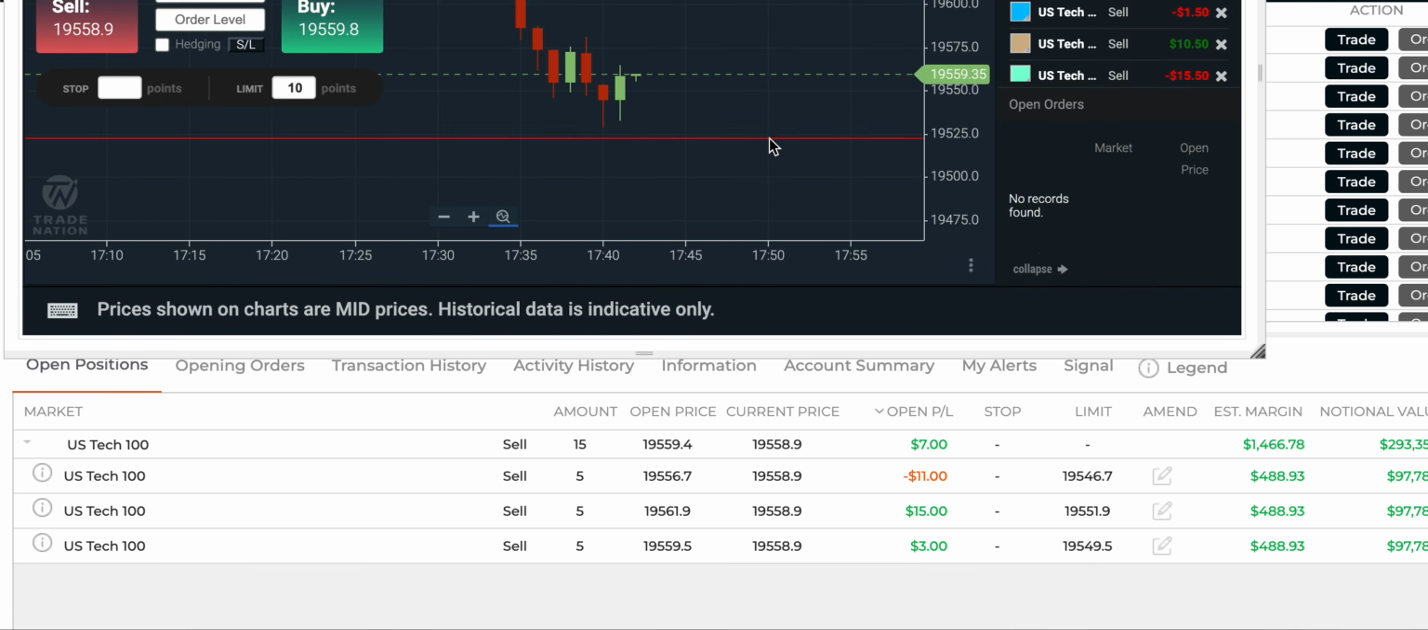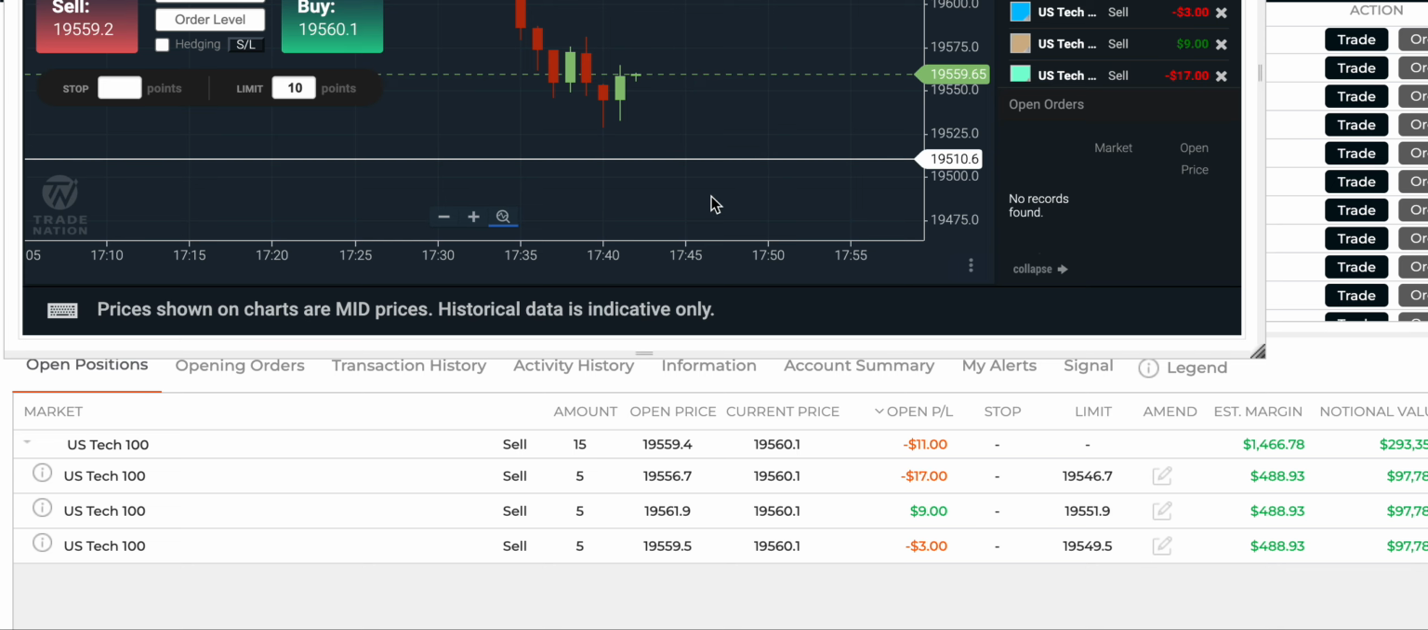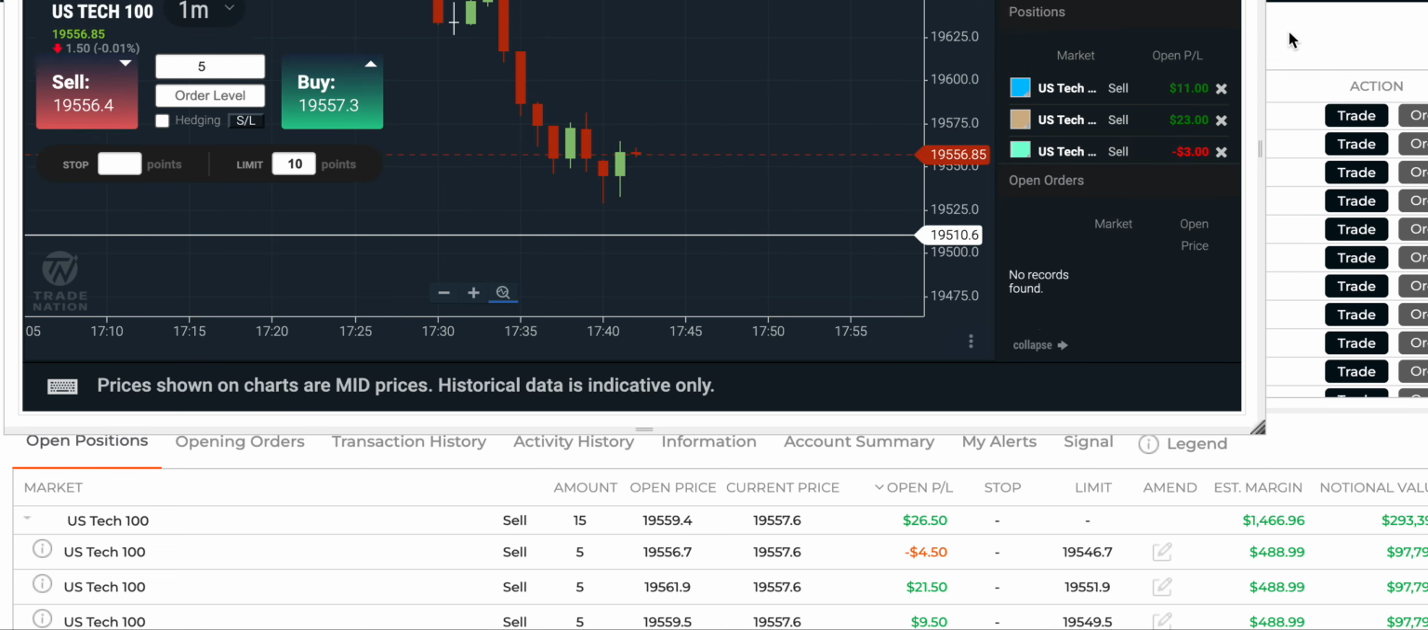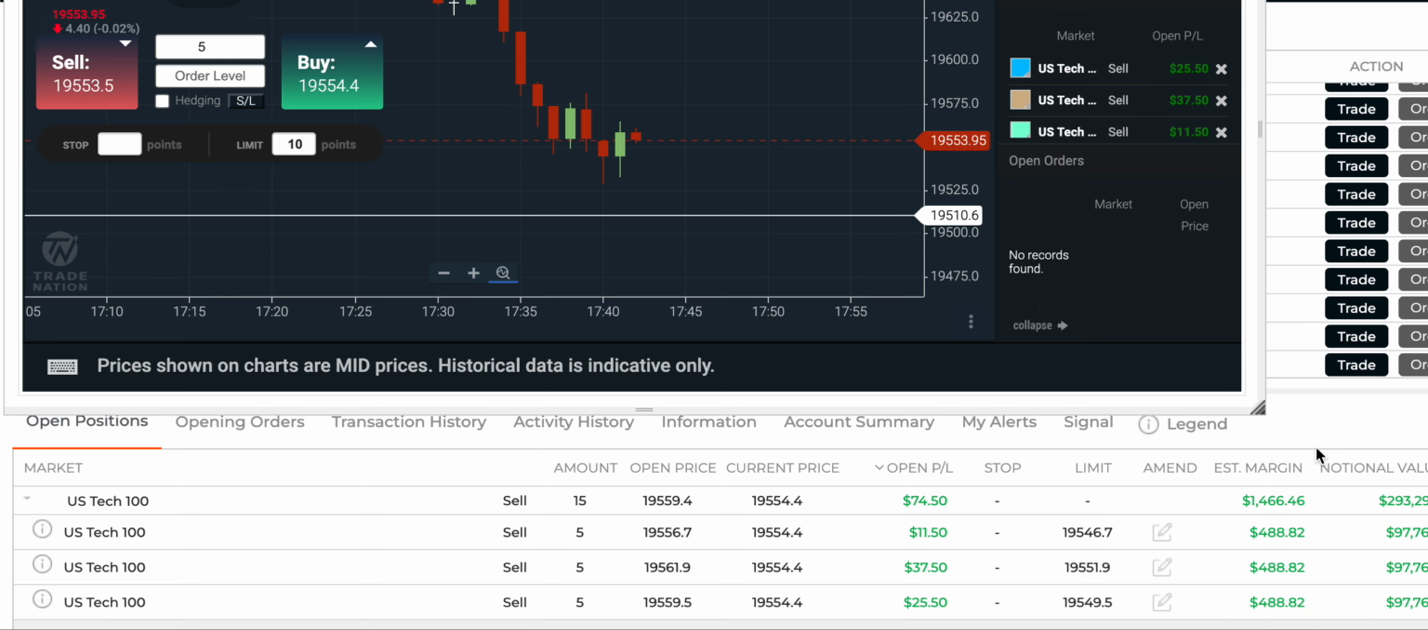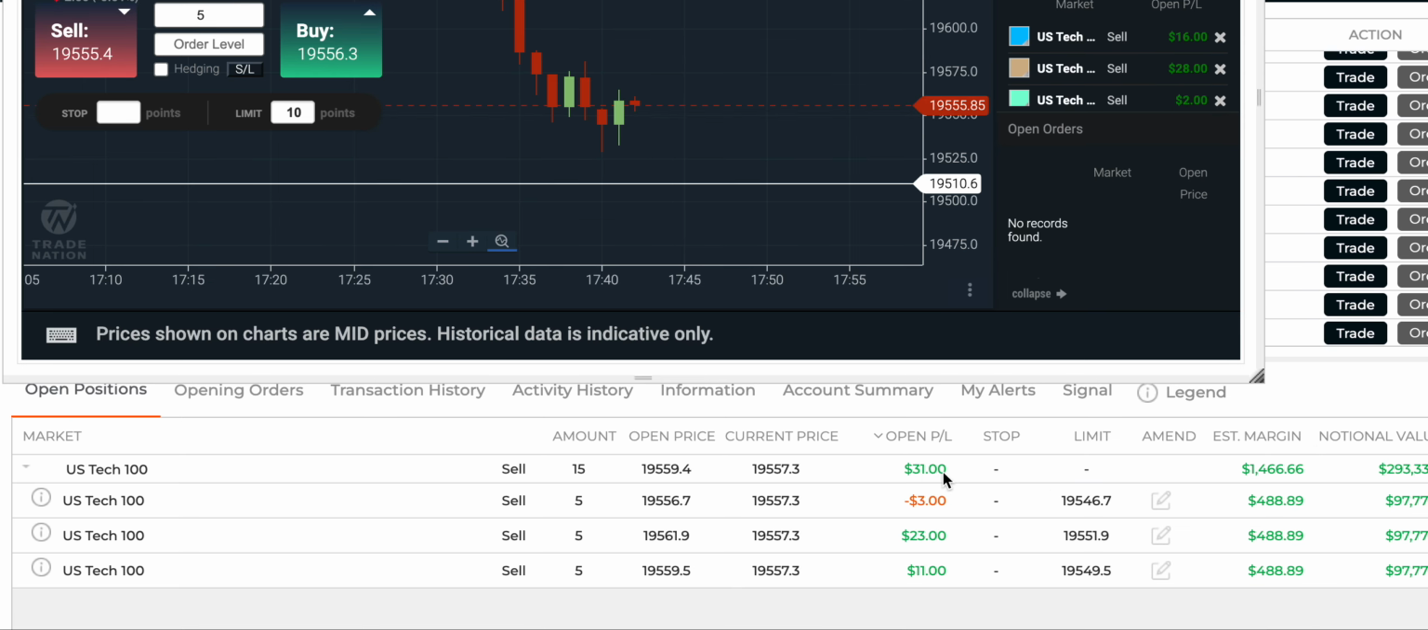Because I've already identified my support level, which is under here. And before support, usually what you would get is a green candle that will take you out and then go to the level you intended it to go to. Okay, so here it goes. PNL is here. Limit order 46.